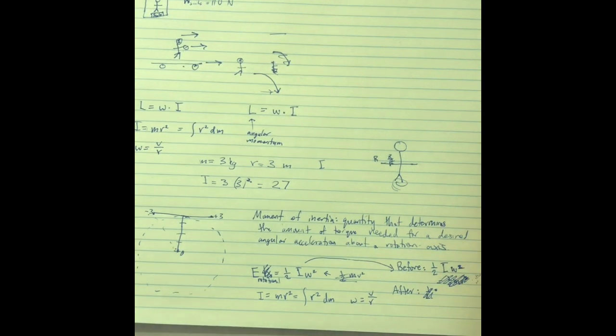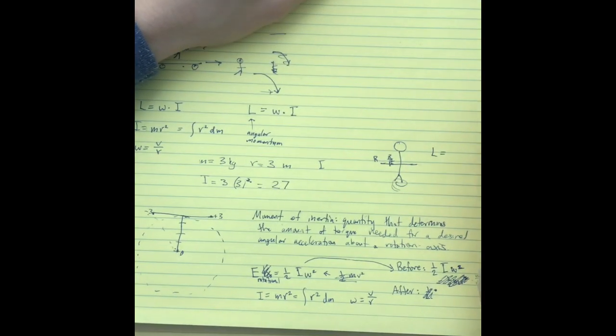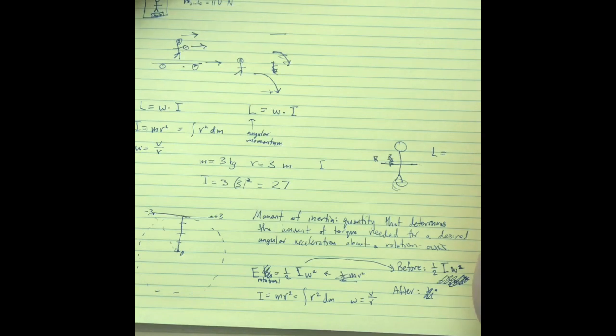So we can talk about angular momentum. The equation for it is angular momentum equals omega, which is angular velocity, times moment of inertia. Angular velocity equals just linear velocity over radius, whereas moment of inertia equals mr squared, mass times radius squared, or the integral of radius squared dm.